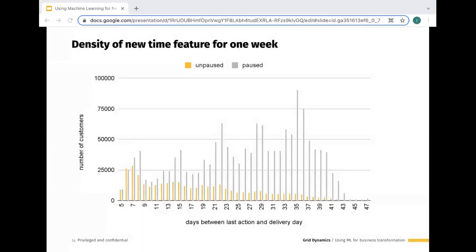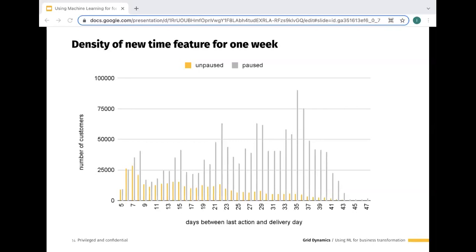And here you can see another example of a new feature. As you can remember, users who have not cancelled can pause and unpause their subscriptions. We decided to calculate the distance between the delivery day and the action, and have a look at the number of clients with similar values. And on this picture, you can see 2 trends.